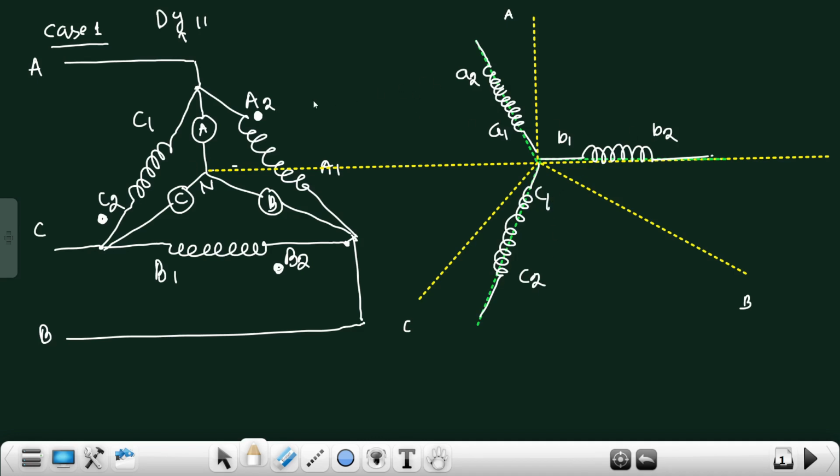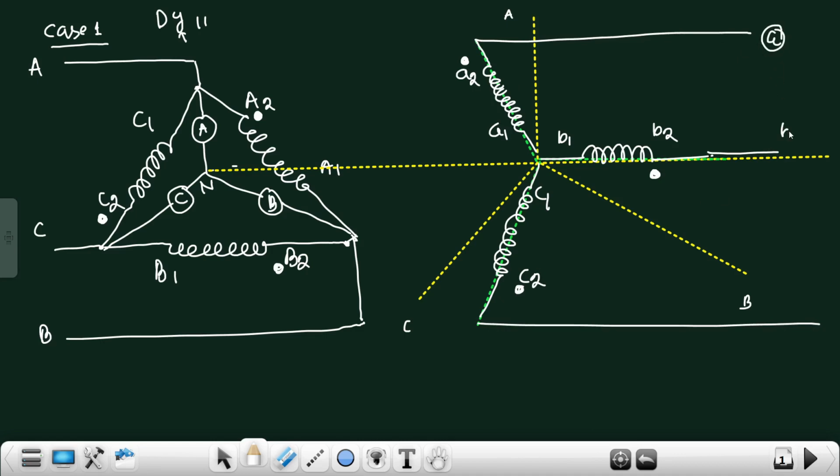So dot will be, since dot is placed at A2, B2, C2, here also dot will be placed at A2, B2, C2 terminal. So here we will take the output from A2, B2, and C2 terminal. This is the output of A phase, B phase, and this is the output of C phase.